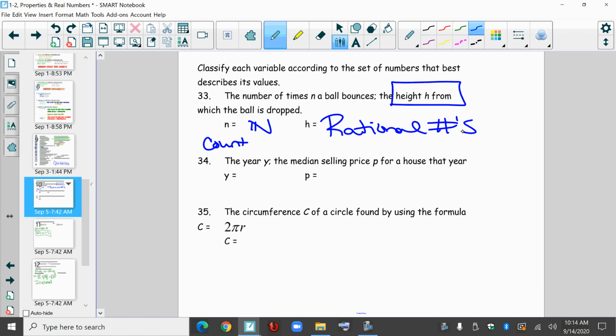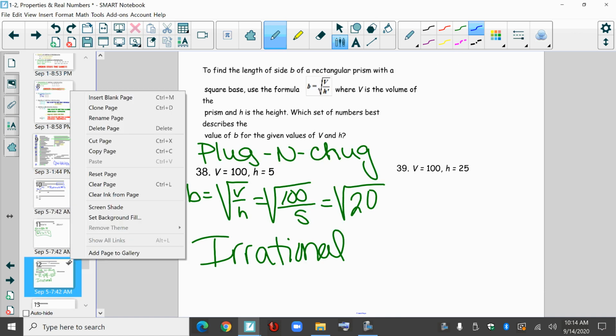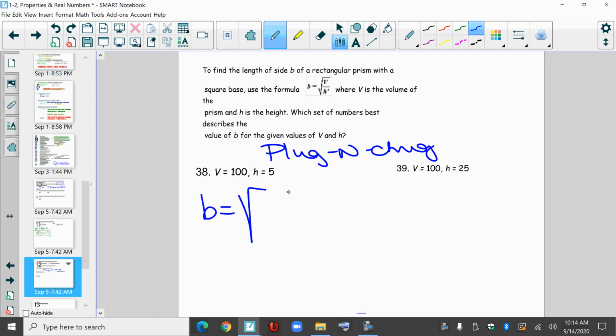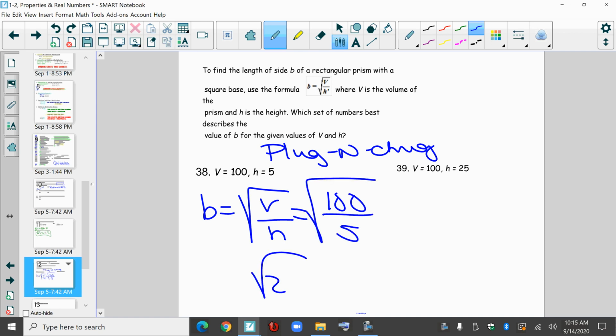Okay, 34 and 35 you can do. Then to find the length of the side B, all you're going to do is simply plug and chug. So this is a plug and chug problem. They give you V and they give you H, and you plug it into this problem. So this is going to be 100 over 5. 100 divided by 5, I wrote that wrong, sorry, is going to be 20.